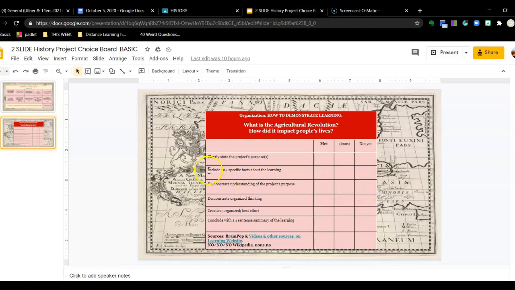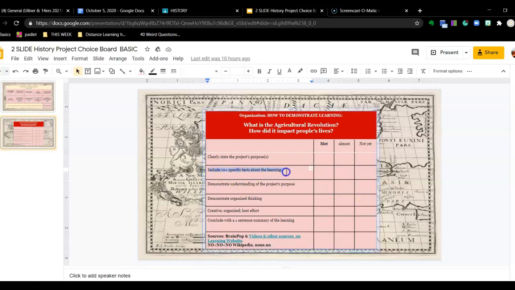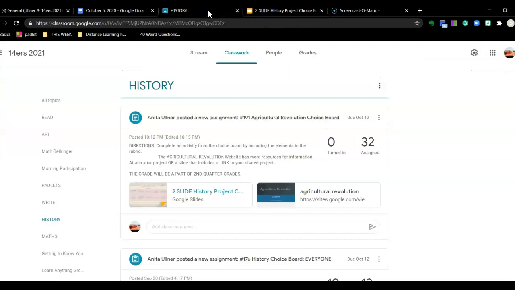Most importantly for right now, keep in mind there will be at least 10 specific facts about the agricultural revolution included in your project. This can be anything from videos that you've watched from the site that I'll be taking you to. The social studies history book has some information about the agricultural revolution, and you can use the reading from the art. So let's go look at some of the other things that you'll be able to use.